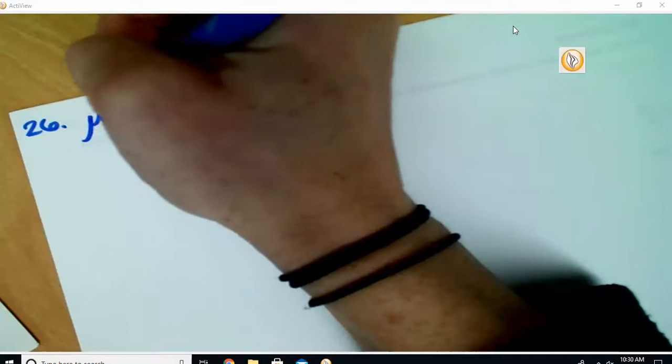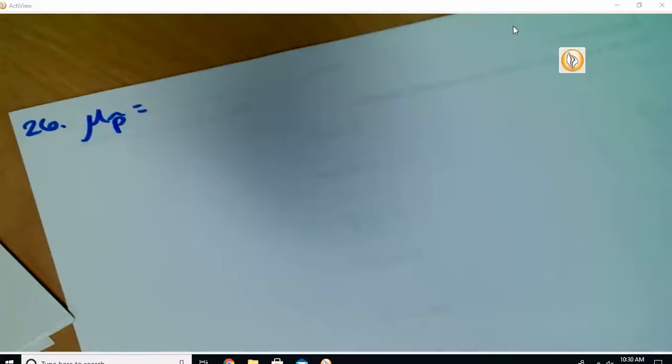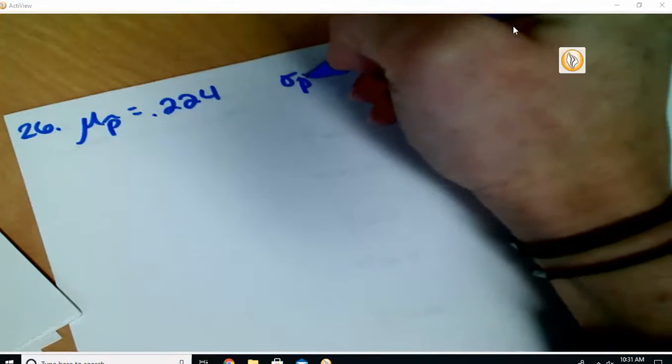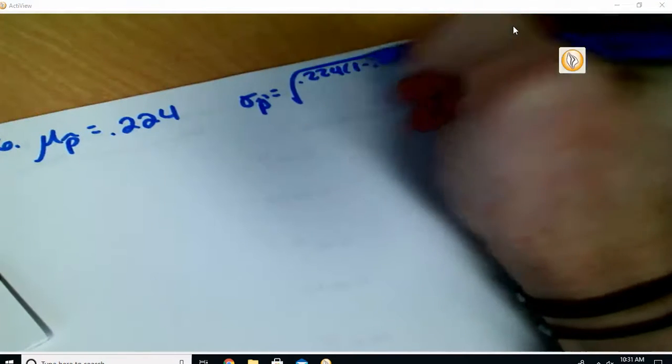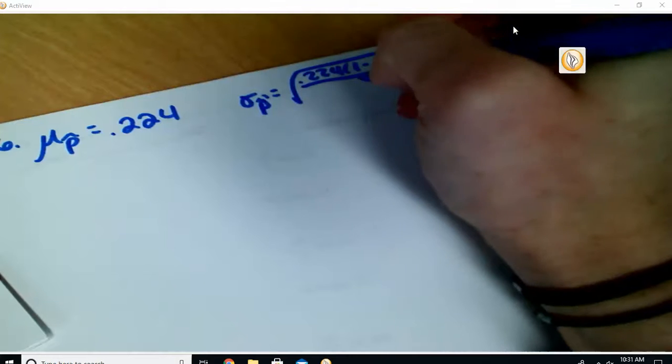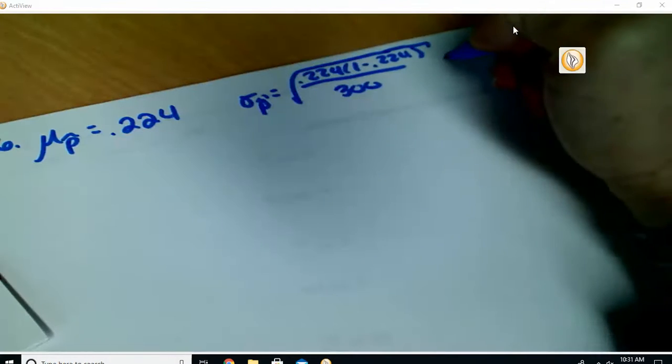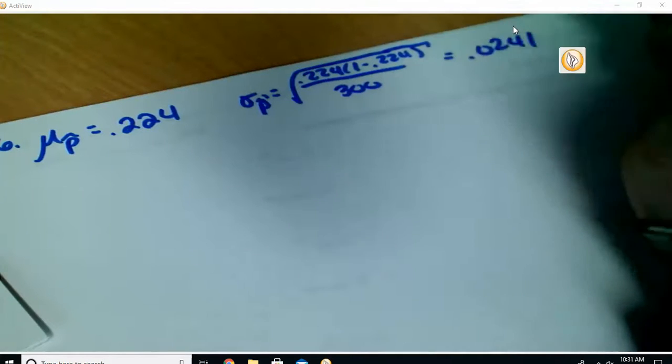Mean, standard deviation. Okay, so my mean for p hat, if you've forgotten how to do it, look on your formula sheet. It tells you right here under the chapter 8. So the mean of your p hat is just p, which is 0.224. Standard deviation for p hat is the square root of p, so 0.224, 1 minus p, over n, and our n here was 300. So we get 0.0241.